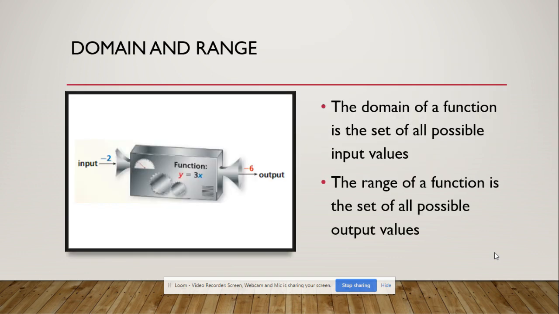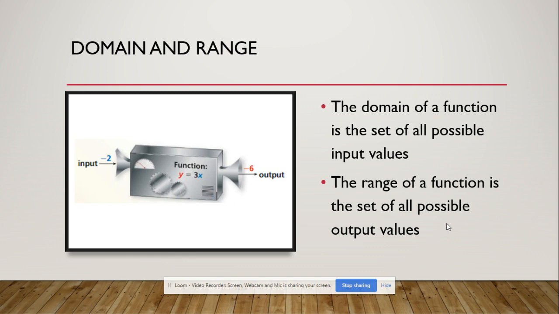Now, a function basically works like this. You put an input, in this case a -2, and you're going to put it in the x. So 3 times -2 would then give me the output y, and so out comes the -6. Now, the domain of a function is the set of all the possible input values. So everything you could put in is part of the domain. The range is the set of all the possible outputs.